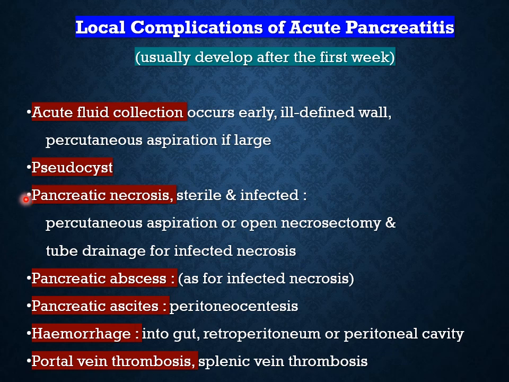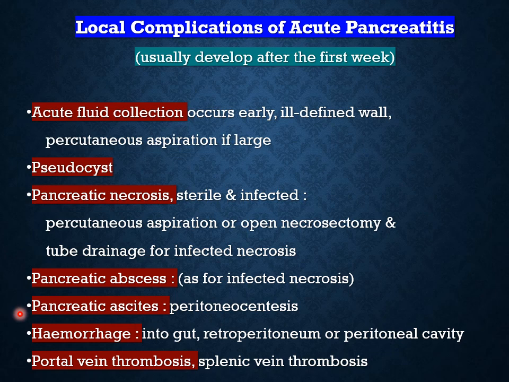Pancreatic necrosis, initially sterile, later becomes secondarily infected, causing it to become a pancreatic abscess. Usually, this may need a percutaneous aspiration or open necrosectomy and tube drainage for infected necrosis. Pancreatic abscess, when it is secondarily infected with bacteria.